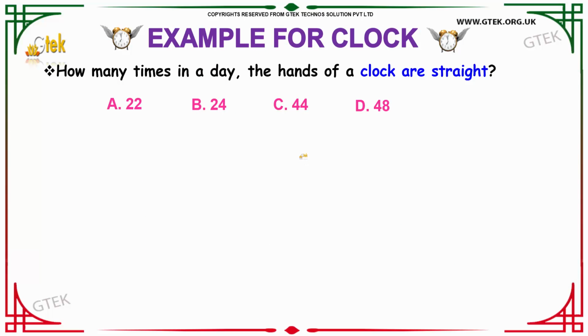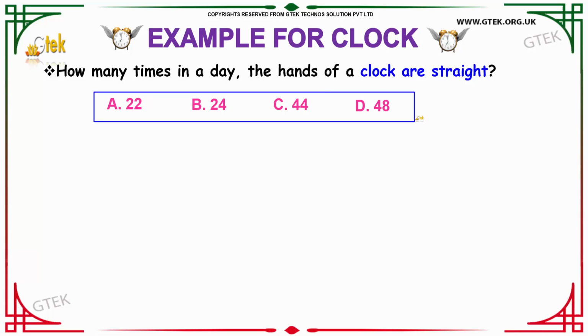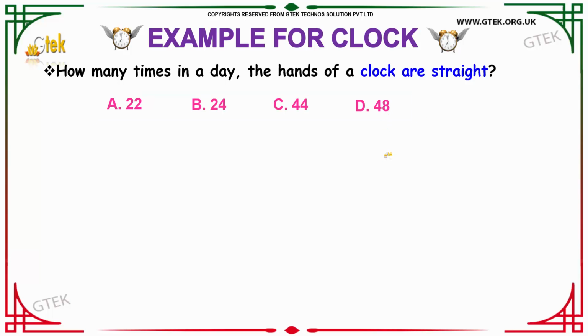Let us see our first interesting problem over here. We have to find how many times in a day the hands of the clock will be straight. We have our options over here as A. 22, B. 24, C. 44 and D. 48. Let us see how to solve this.